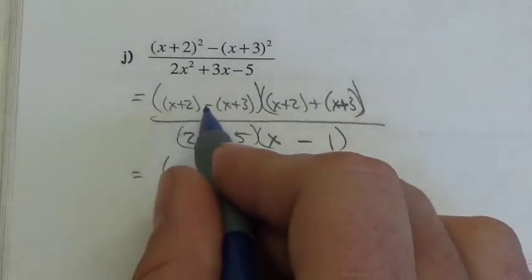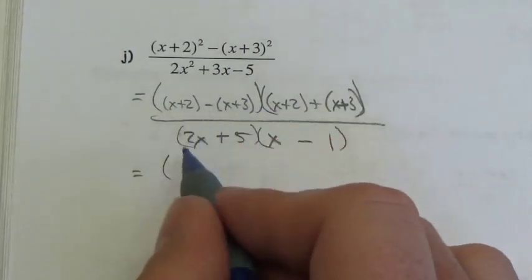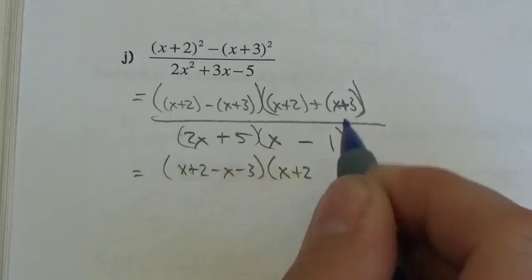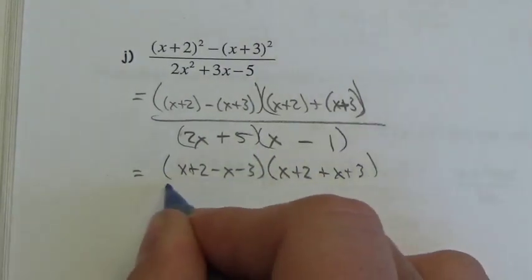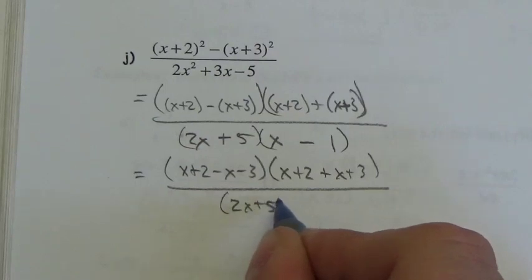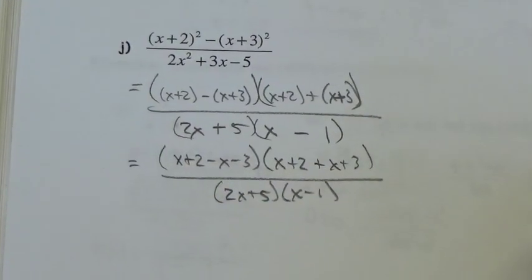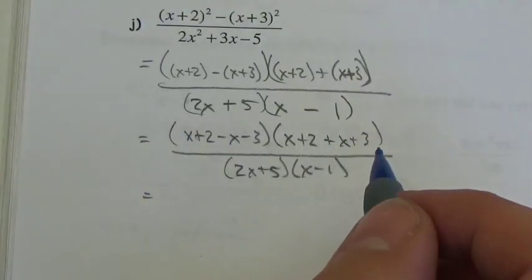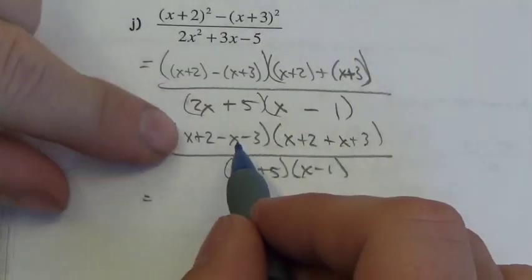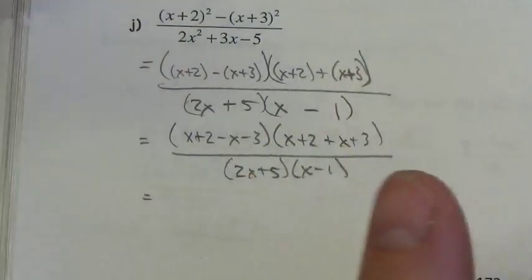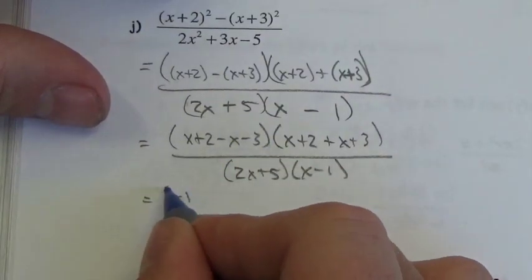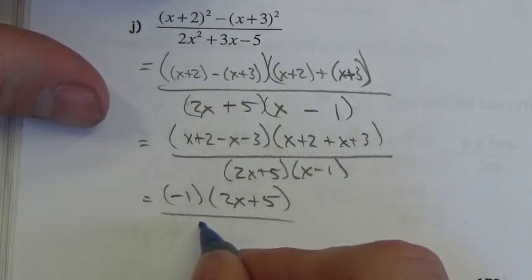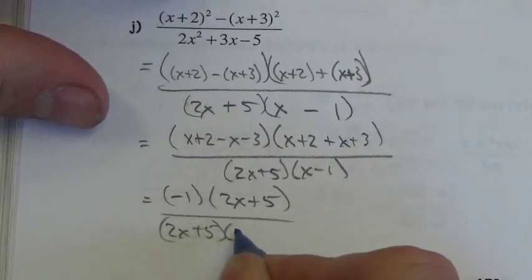Here, if I drop the parentheses, the negative is going to distribute through. This will be x plus 2 minus x minus 3, over, this will become x plus 2 plus x plus 3, all over (2x + 5)(x − 1). And now, oh, that's interesting, the x's are going to disappear. That's not going to lead to a non-permissible value because I got rid of those by adding them. That's fine. 2 minus 3 is going to be negative 1. And then here, this will be 2x plus 5, all over (2x + 5)(x − 1).